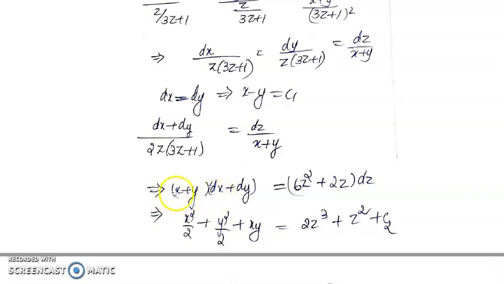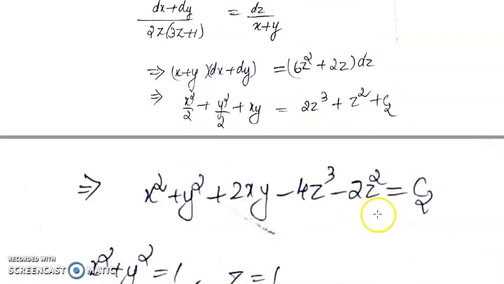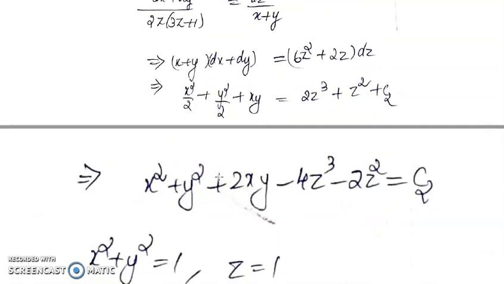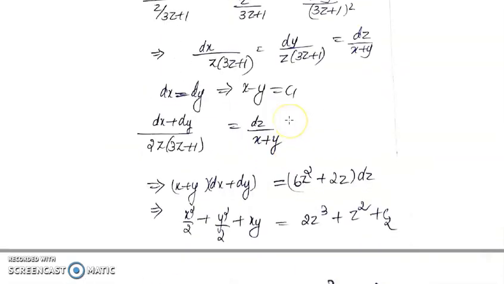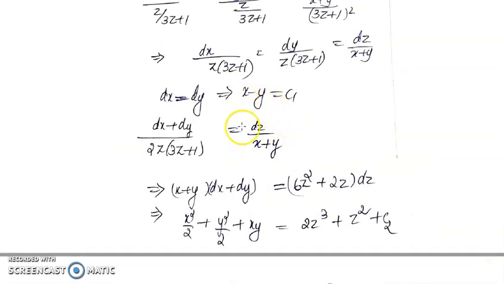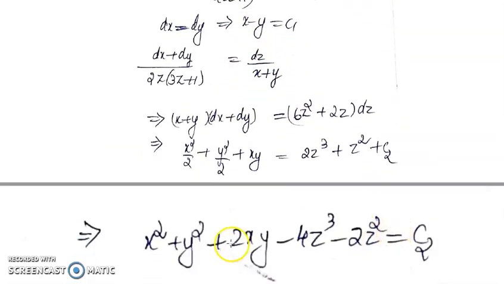when you open the brackets you are going to get x dx plus x dy plus y dx plus y dy. So which has an exact integral, that is x square by 2 plus y square by 2 plus x plus y. And on integrating this you will get 2z cube plus z square plus c2. So that gives me the second solution. So therefore these two integral curves will generate the integral surface.